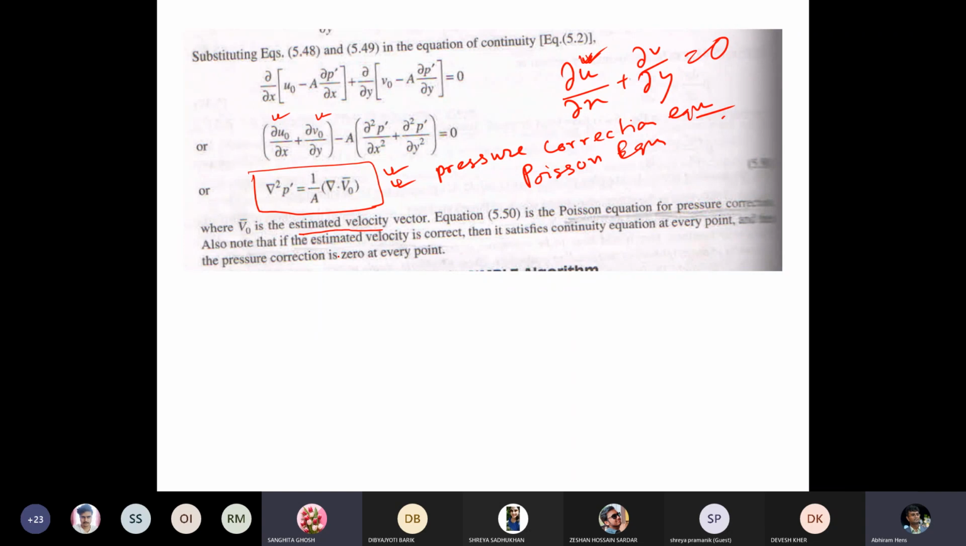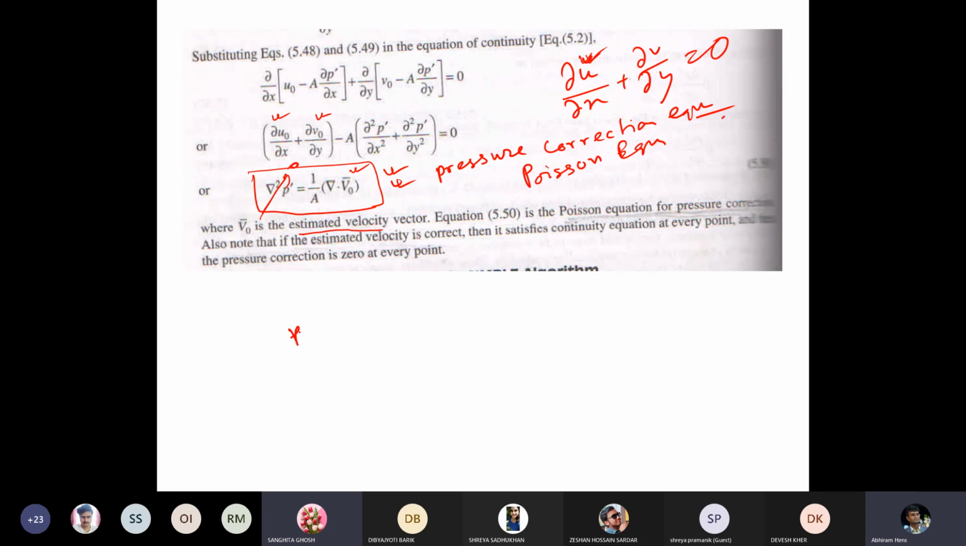If the estimated velocity is correct, then it satisfies the continuity equation at every point, and the pressure correction is 0 at every point. Whatever values of u, v, etc. you are estimating or calculating, if those are correct, then this part will be 0. If it is 0, then that is your result. If it is not 0, then you need to iterate again and again, step by step, until this correction term becomes 0.